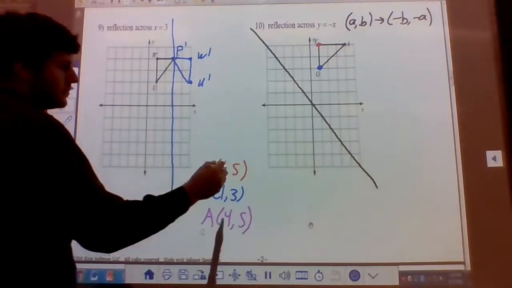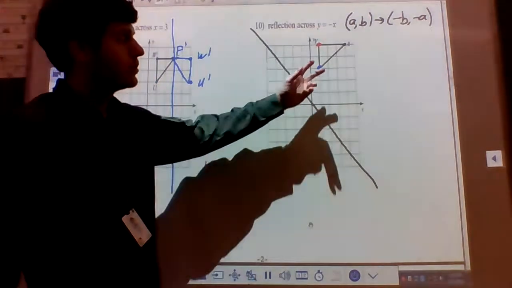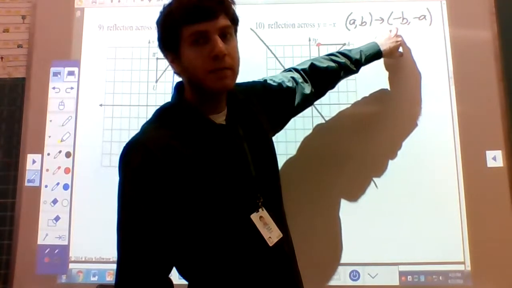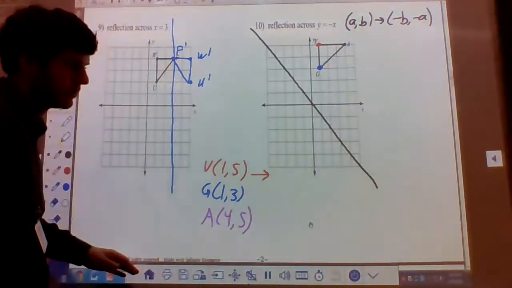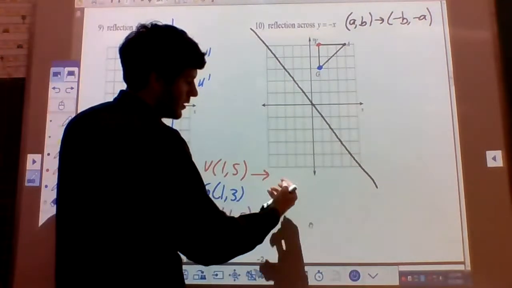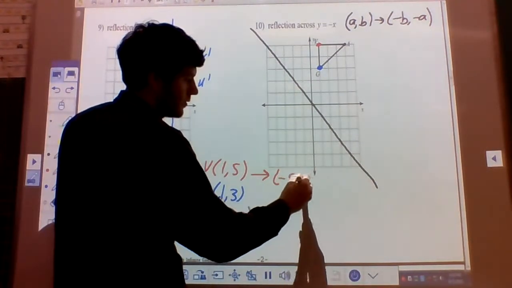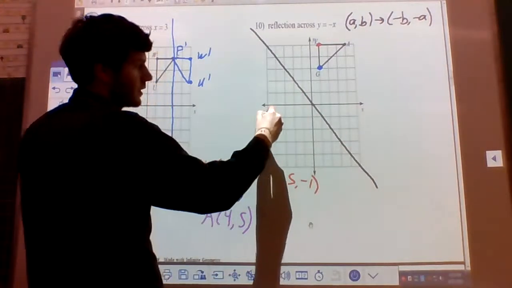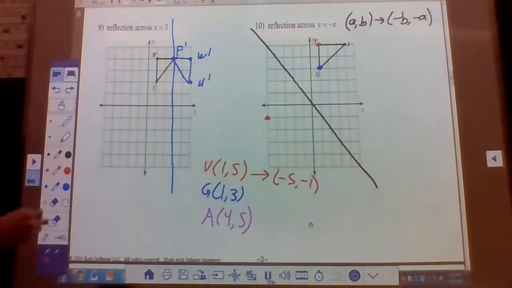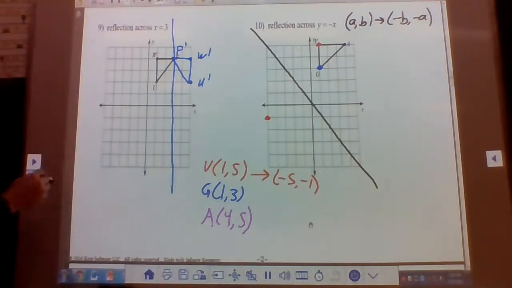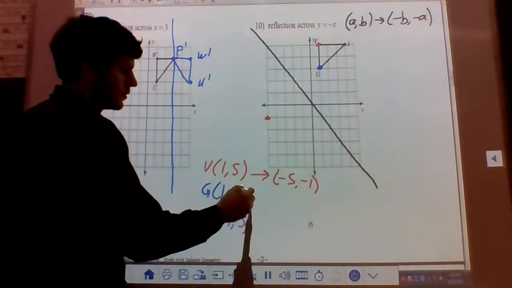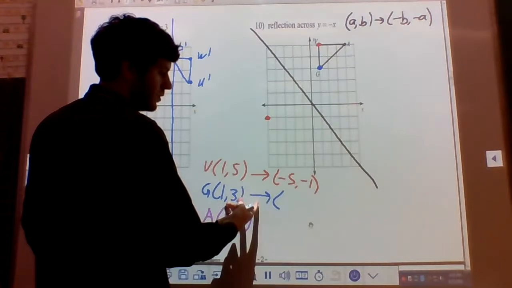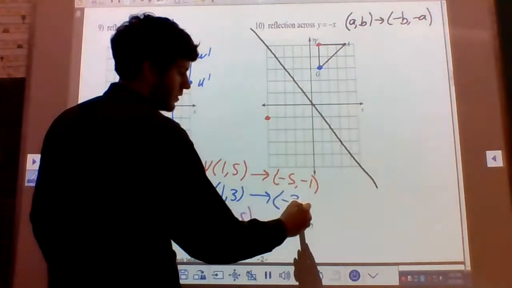So we got to use our formula. So (a, b) goes to (negative b, negative a). So we got to flip them, switch spots, and then make them both the opposite. So (1, 5) becomes (5, 1), and then we want to make them opposite. So it's (negative 5, negative 1). Negative 5, negative 1 is right there. Okay, and then we want to go to the next one. So (1, 3). So again, we swap them and make them both opposite signs. So (1, 3) goes to (negative 3, negative 1).